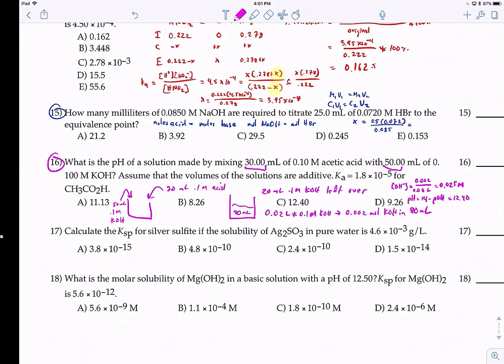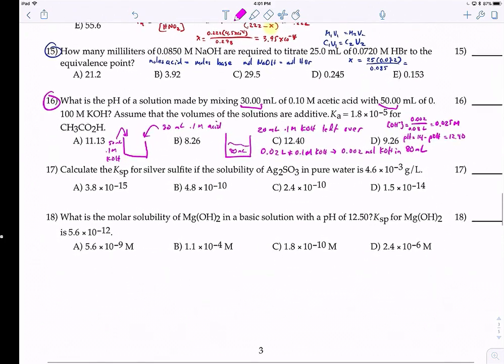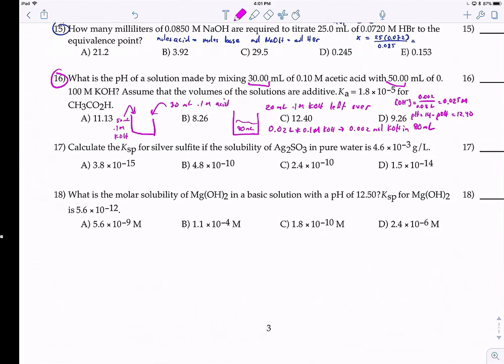Okay. Calculate the solubility product constant, also known as Ksp, for silver sulfite if the solubility of silver sulfite is 4.6 times 10 to the minus 3 grams per liter. Okay, so the problem with this one is, I already used Boyle. I haven't used the screen. So we've got to change grams per liter to moles.